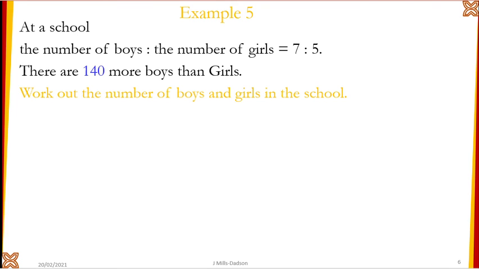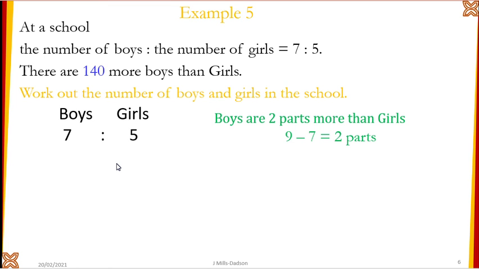At a school, the number of boys to the number of girls is 7:5. There are 140 more boys than girls. Work out the number of boys and girls in the school. Alright, so we set up the ratio. Boys to girls. And if boys are 140 more, it's because boys are 2 parts extra than girls, as you can see. So let's work out the excess parts. So boys are 2 parts more than girls because 7 minus 5 equals 2 parts. That 2 parts represent the 140 extra boys. So set it up. 2 parts represent 140.